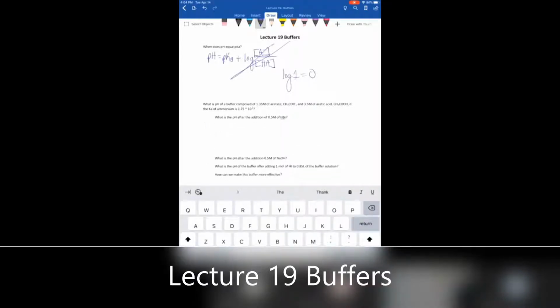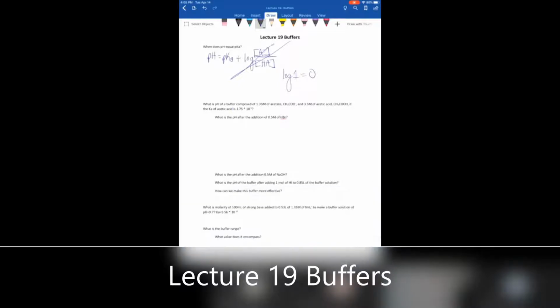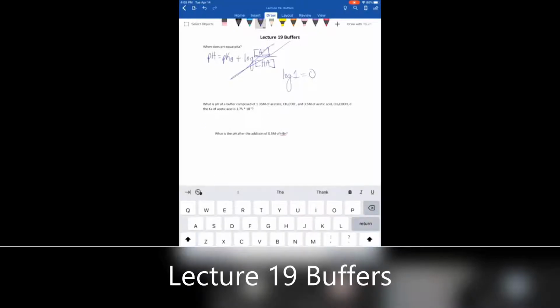So what is the pH of a buffer composed of 1.35 molar acetate and 3.5 molar acetic acid if the Ka of acetic acid, oh wow, that's not supposed to say ammonium, I thought I changed that, is 1.75 times 10 to the negative 5.